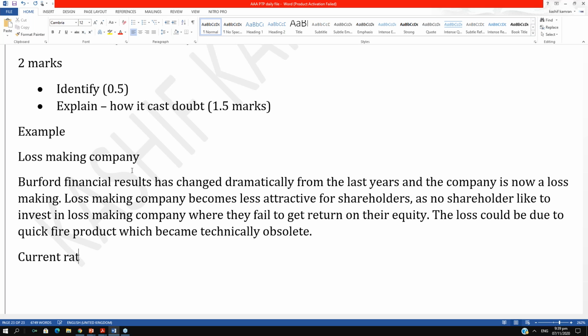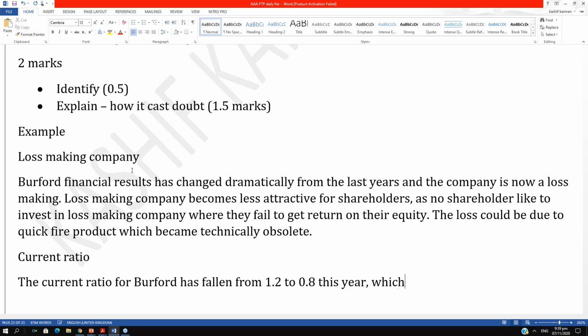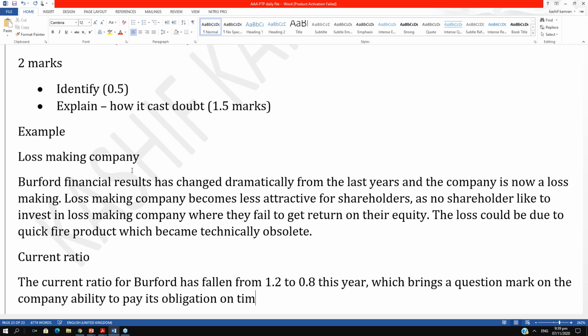Current ratio. And you write in the current ratio. The current ratio for Burford has fallen from 1.2 to 0.8 this year, which brings a question mark on the company's ability to pay its obligations on time.